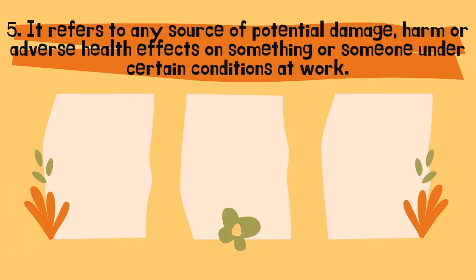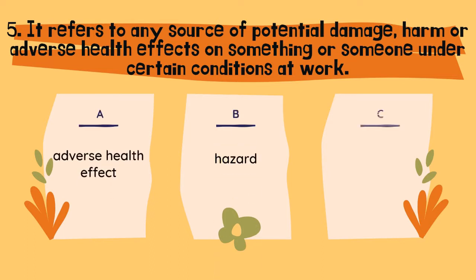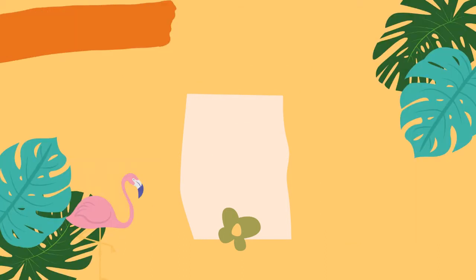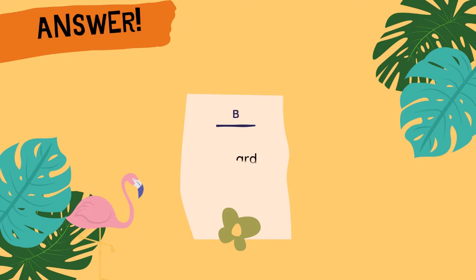For the last question, we have number 5. It refers to any source of potential damage, harm, or adverse health effect on something or someone under certain conditions at work. A, adverse health effect, B, hazard, and letter C, risk. So the correct answer is letter B, hazard.